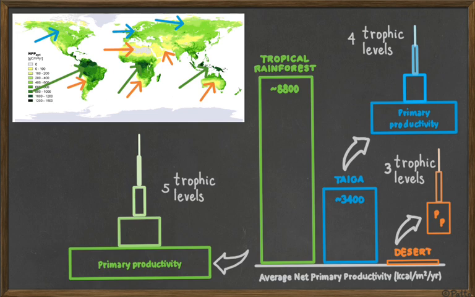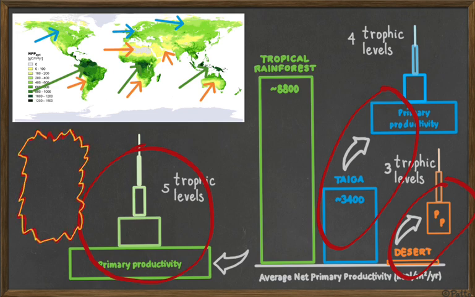That's why you have a gigantic biodiversity around the tropics over here in tropical rainforest. We have a much smaller biodiversity in the taiga, in the coniferous forest, and a very small biodiversity when you get there to the desert.